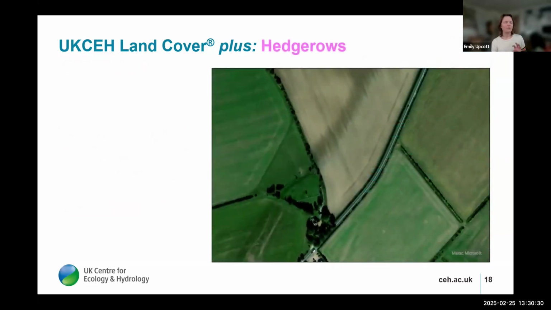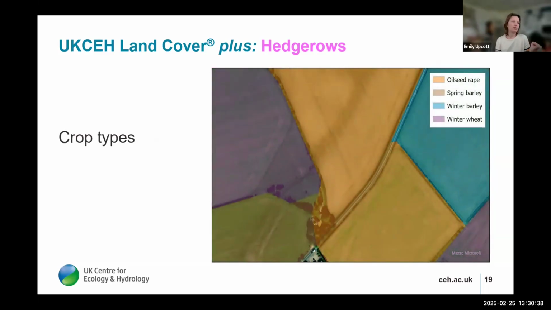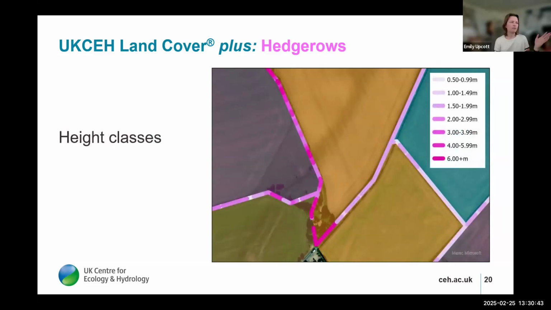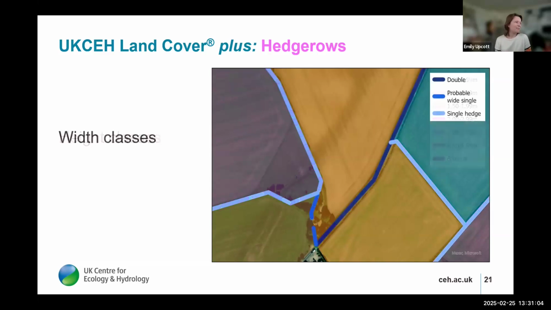Just to give you a visual of what these maps look like together, if we use this as our base, we can then put the crop map on top, and we have the different fields showing the different crops. And then, as I said before, the hedgerows map uses the field boundaries, so it snaps to those edges. And you can see that it is quite detailed in terms of breaking up the different height classes and different parts of the hedgerow. So that's quite an exciting feature. And then again, we see the different width classes as well.